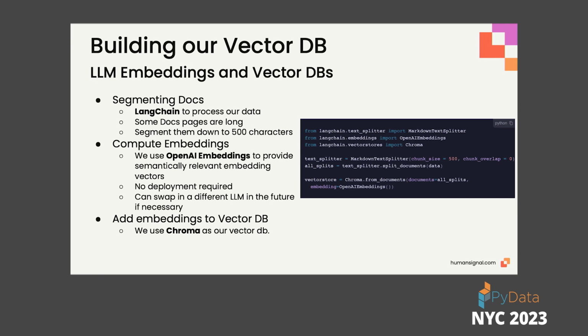And then from there, we're going to use LangChain to process the data. One of the things we need to remember is that large language models typically have context windows, and they have a maximum length of data that you can put into them. So we're going to chunk the data up so that we only worry about 500 character blocks. We're going to use OpenAI embeddings to provide all of our embedding vectors.